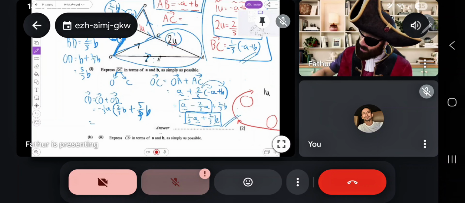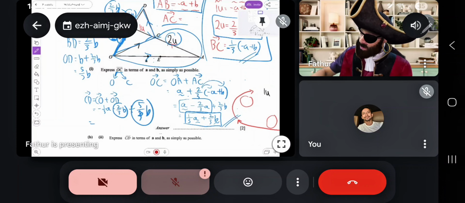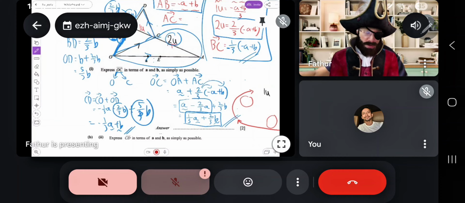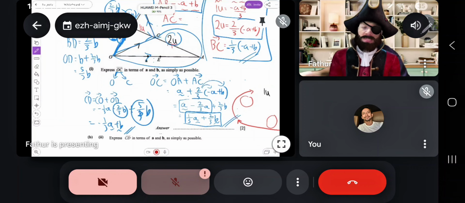Then you add them up together. Negative 2 plus 5, positive 3. Positive 3 over 3 is just 1B. So negative 1/3 A plus B. Ta-da, that's all. That's for CD. Now, the rest of the questions are the same thing as well.